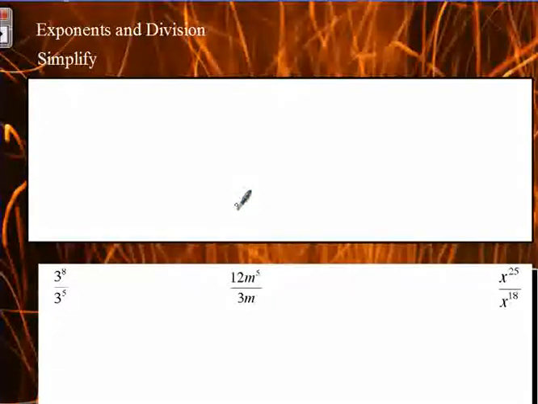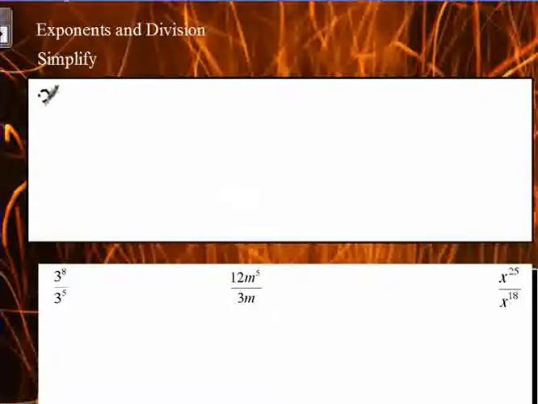4-8, exponents and division. This 4-8, division of exponents, is going to look a lot like simplifying fractions because we write our division problems as fractions. Let's look at the first one. 3 to the 8th power divided by 3 to the 5th. We're going to do just like we did with simplifying fractions. We're going to spread them out and cross them out.